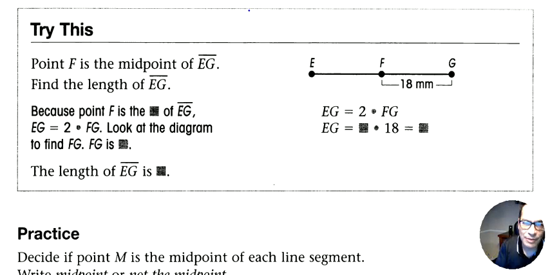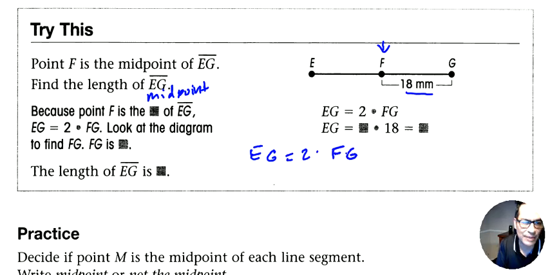All right, on our try this section, we find that point F right here is the midpoint of EG. What we want to do is find the length of EG. If point F is the midpoint of EG, then EG is going to be 2 times FG, right? So EG equals 2 times FG. That's going to be our formula.